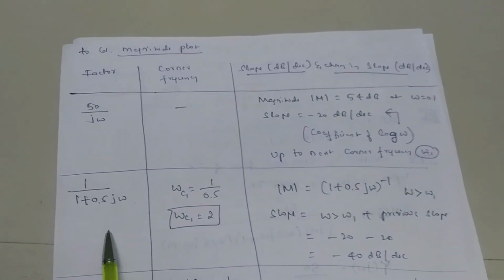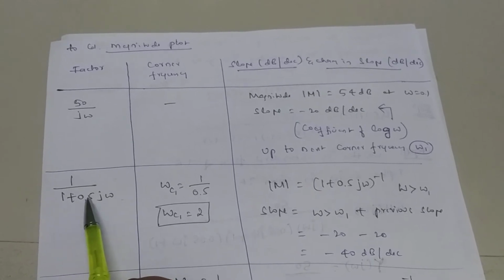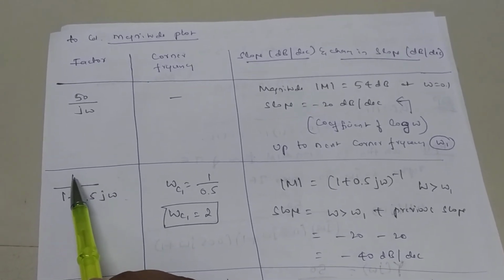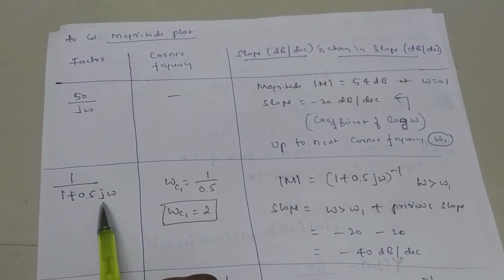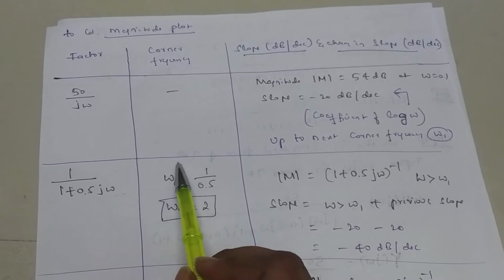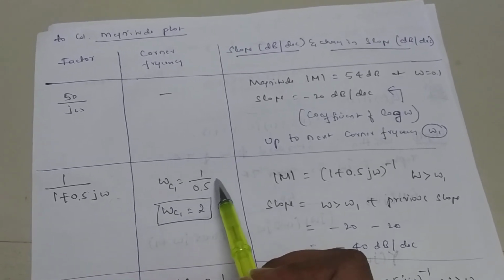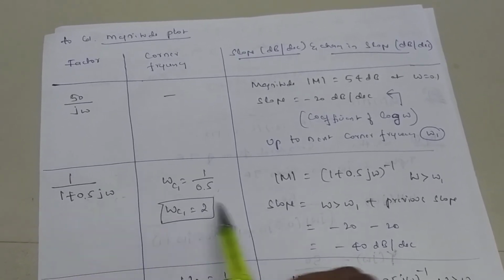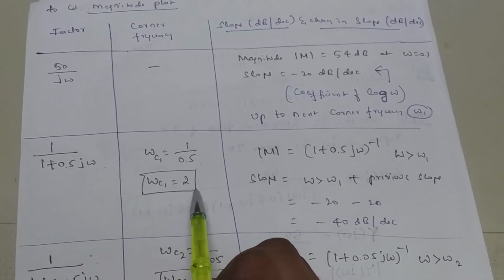Similarly, the second factor, that is 1 by 1 plus 0.5 j omega. So what is the corner frequency here? If we substitute the corner frequency formula, 1 by 1 plus 0.5 j omega means 1 plus j omega by omega c1. So what is the value here? 1 by 0.5. What is 1 by 0.5? 1 by 0.5 is 2. So we got the value omega c1 is 2.